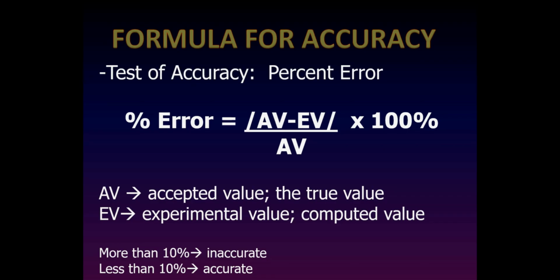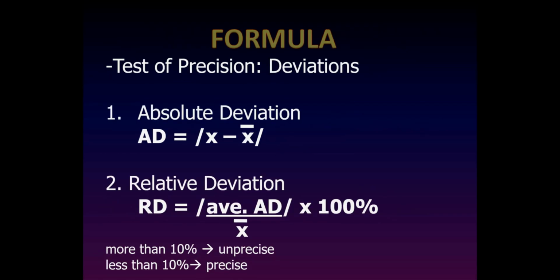But in some universities, or even in your field, if you choose medtech or other courses in college, you might encounter different agreements for the accuracy of the value. The test of precision is known as the deviation. The absolute deviation is equal to x minus x bar, and the relative deviation is your average absolute deviation over the mean value that you obtained, times 100. If your value is more than 10%, you're imprecise. But if that is 10% or less, that will be precise for us. Again, it is only applicable in our school.